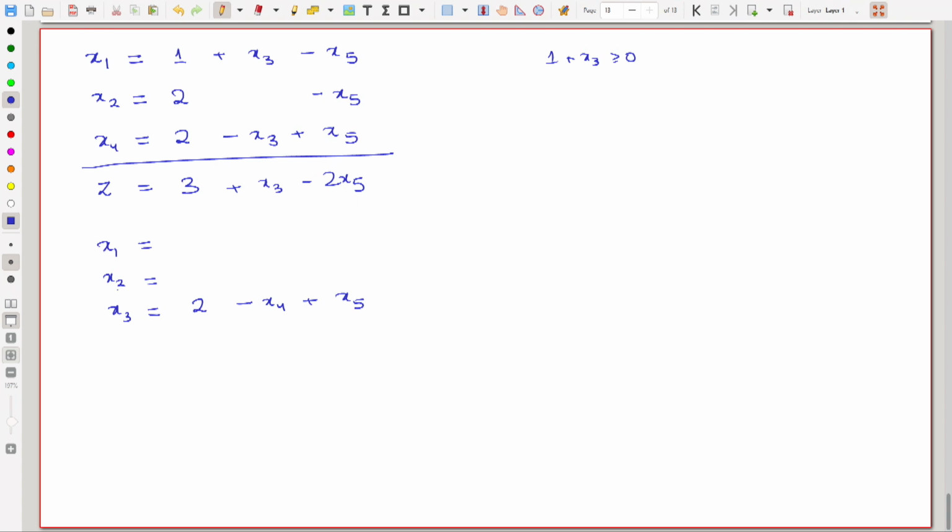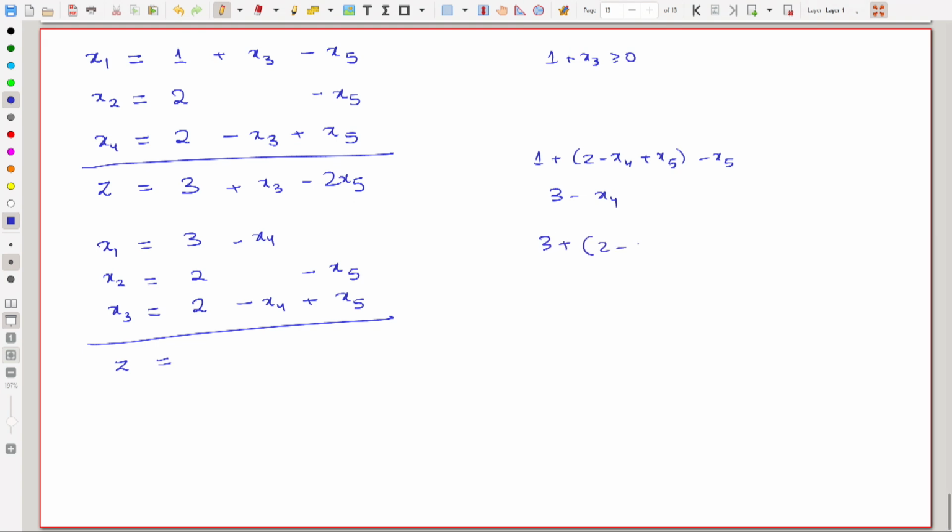And now we can use this to remove x3 from the other equation. So, well, this never had any x3. So, we are fine here. This one is 1 plus 2 minus x4 plus x5 minus x5. So, this becomes 3 minus x4, that is it, right. 3 minus, see I am getting better at it now, and z is, so now again we have to do 3 plus 2 minus x4 plus x5 minus 2x5. So, this is 5, see further improvement, minus x4 minus x5.